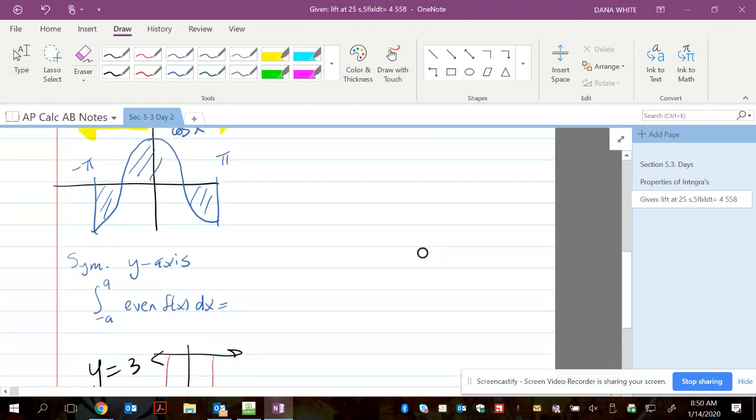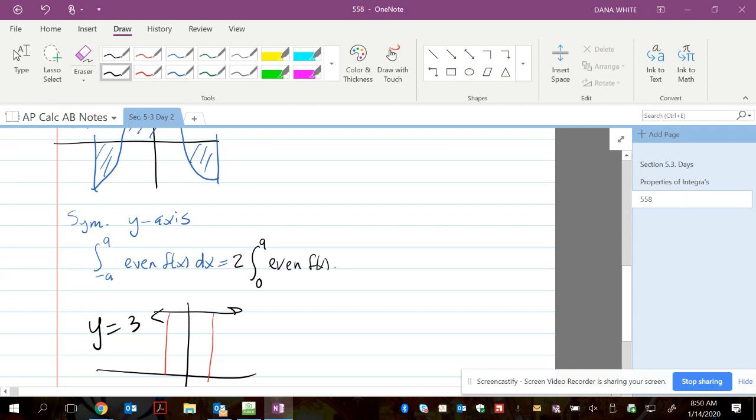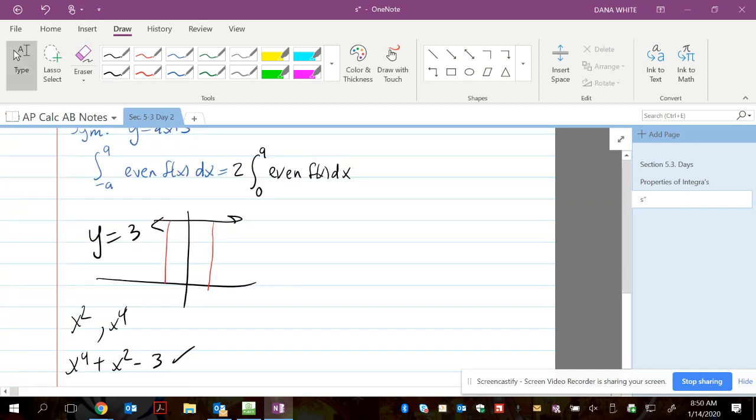So basically, if it's even, it's double whatever. So it's actually equal to 2 times the integral from 0 to a. Why is that an advantage? Because y'all are horrible at negative numbers, right? It's also just sometimes the math is a little easier if you just take half of it. And what half are you going to take? You're going to take 0 to a, because is that a lot easier?